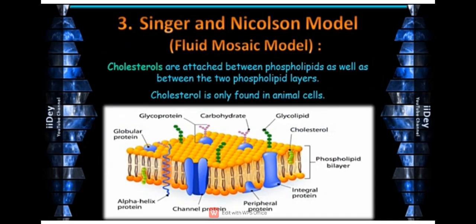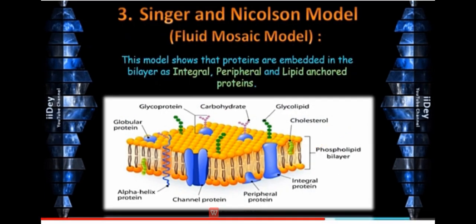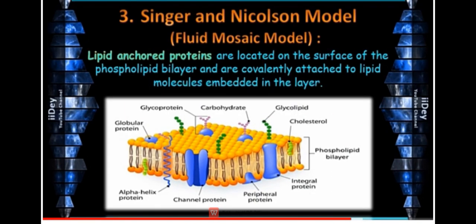Cholesterols are attached between phospholipids as well as between two phospholipid bilayers. Cholesterol is only found in animal cells. This model shows that proteins are embedded in the bilayer as integral, peripheral, and lipid-anchored proteins. Lipid-anchored proteins are located on the surface of the phospholipid bilayer and are covalently attached to lipid molecules embedded in the layer.